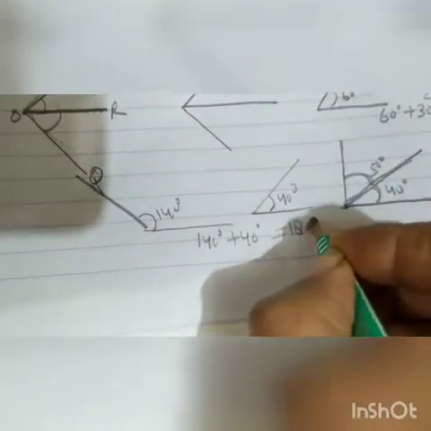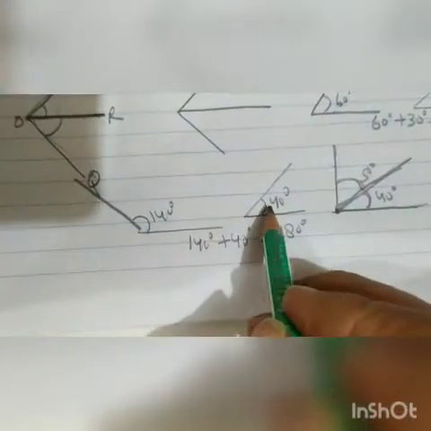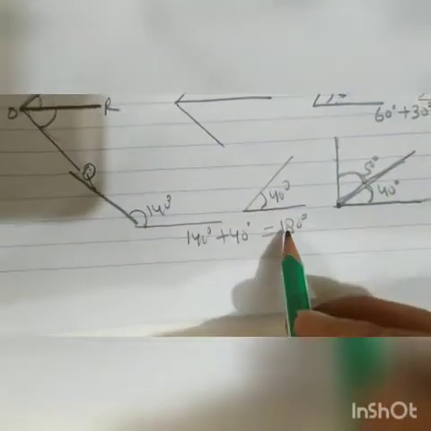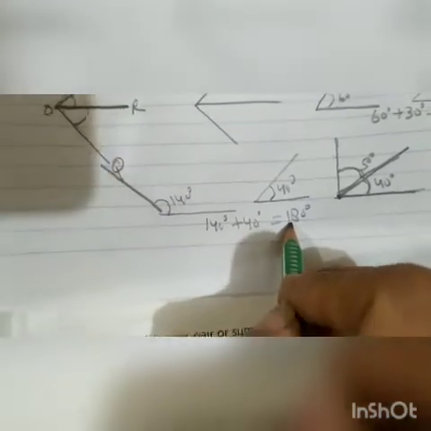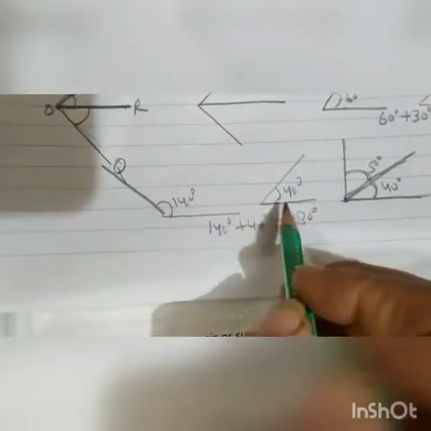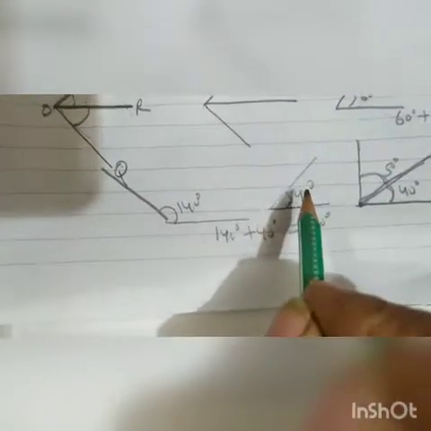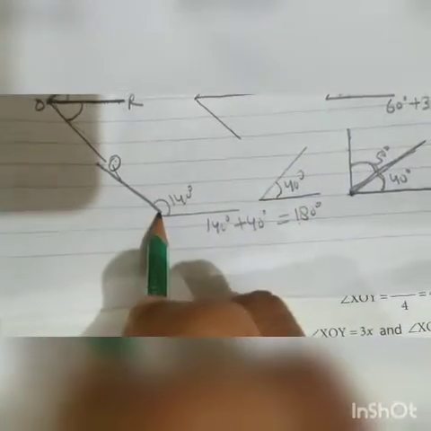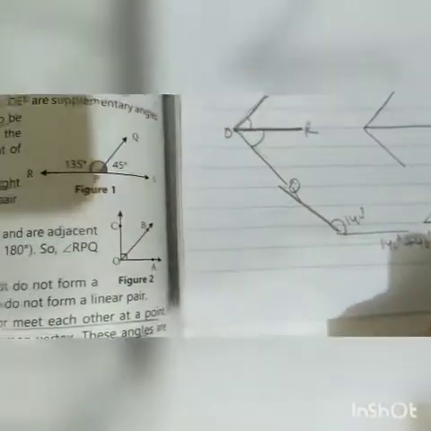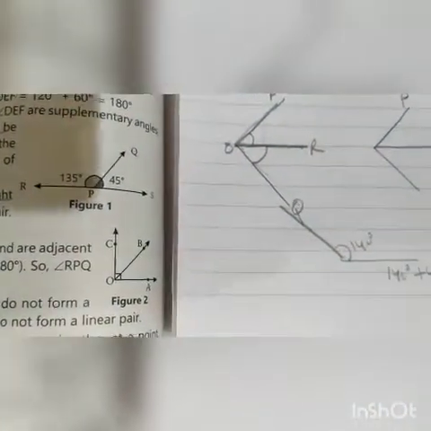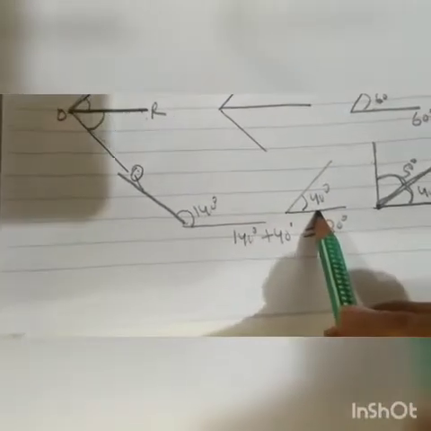This is 180 degree. So if the sum of the measurement of two angles is 180 degree, then they are known as supplement angles, and both the angles are called supplementary angle of each other. This angle is supplementary angle for this one, and this angle is supplementary angle for this one. And in the same way, supplementary angles may or may not be adjacent angles.